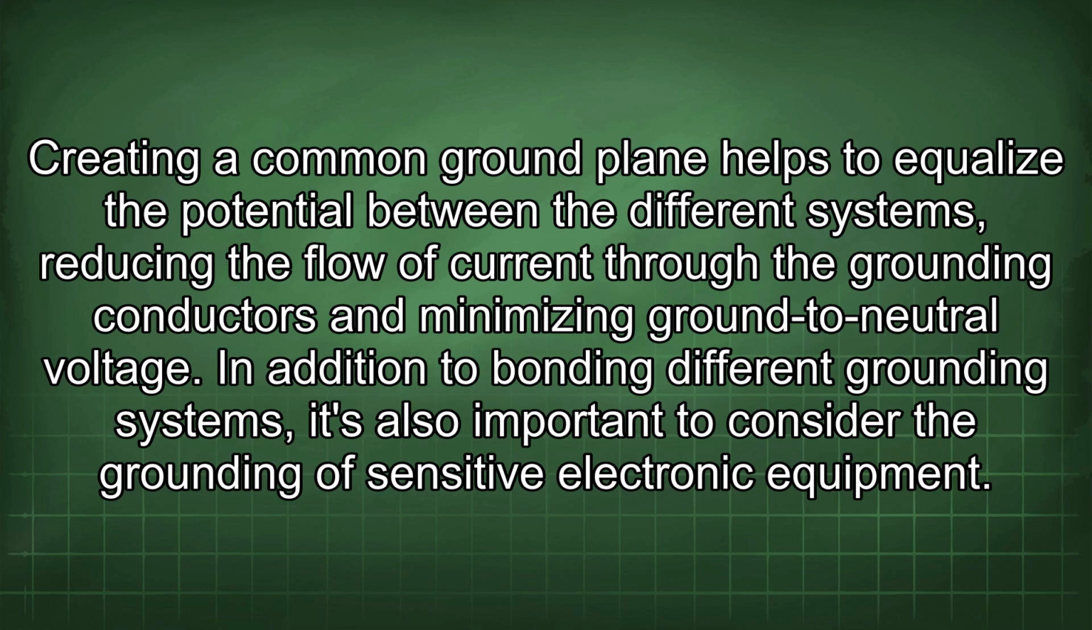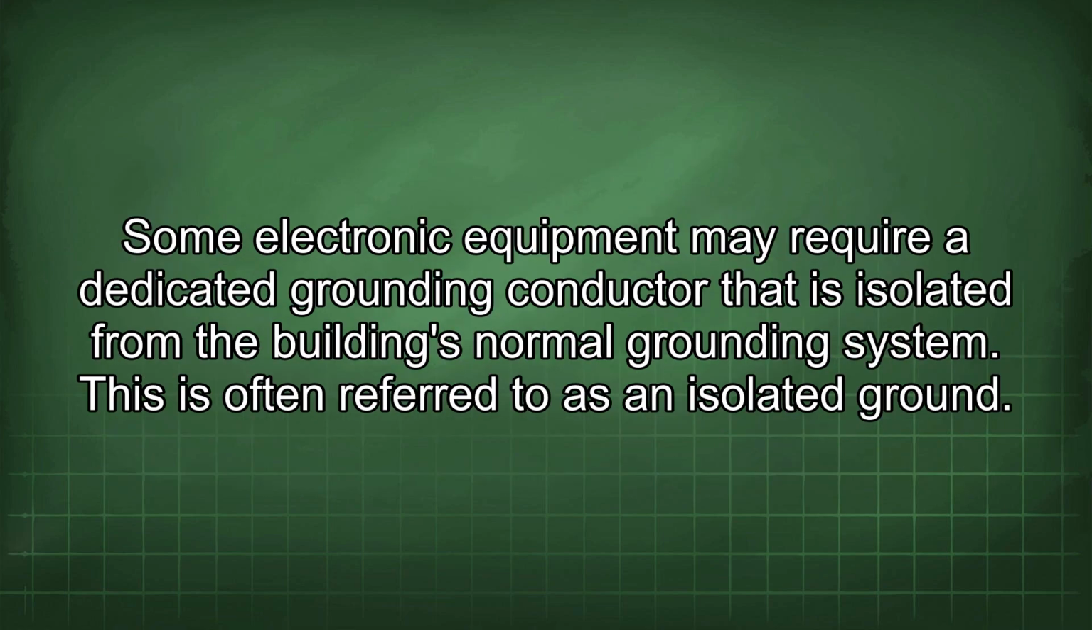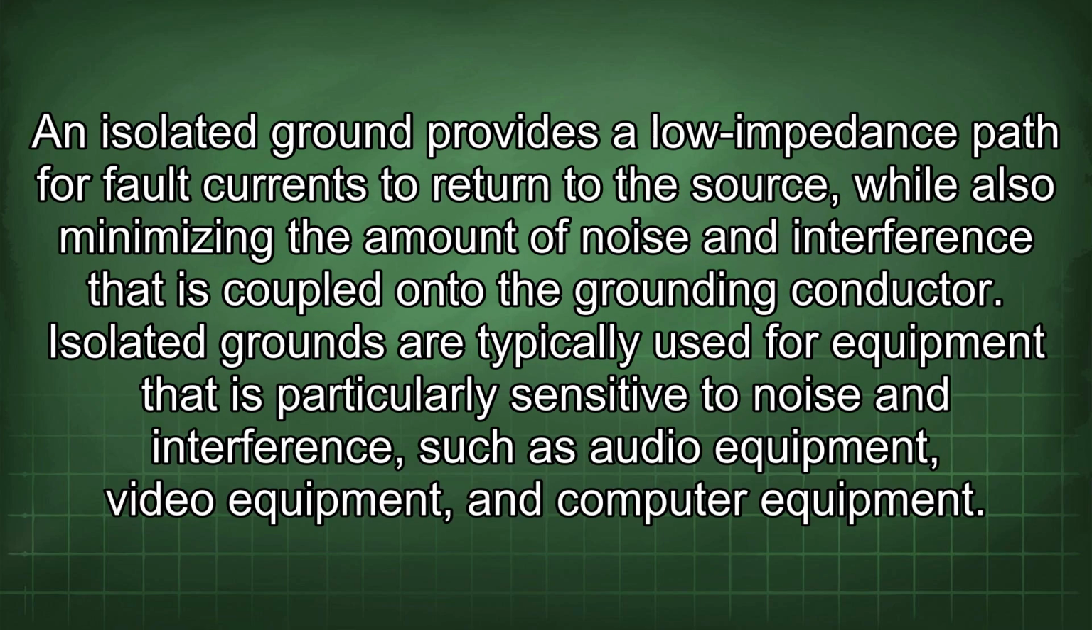In addition to bonding different grounding systems, it's also important to consider the grounding of sensitive electronic equipment. Some electronic equipment may require a dedicated grounding conductor that is isolated from the building's normal grounding system. This is often referred to as an isolated ground. An isolated ground provides a low impedance path for fault currents to return to the source, while also minimizing the amount of noise and interference that is coupled onto the grounding conductor.